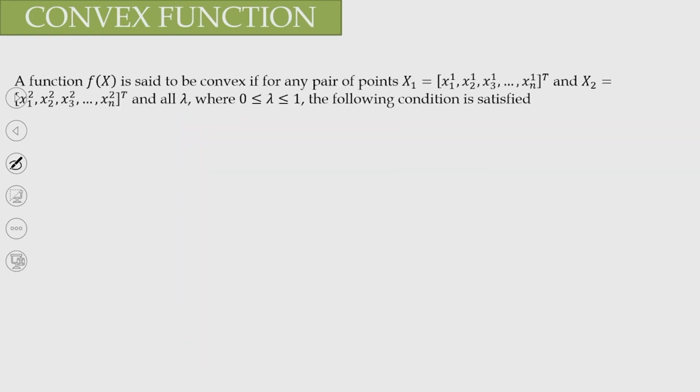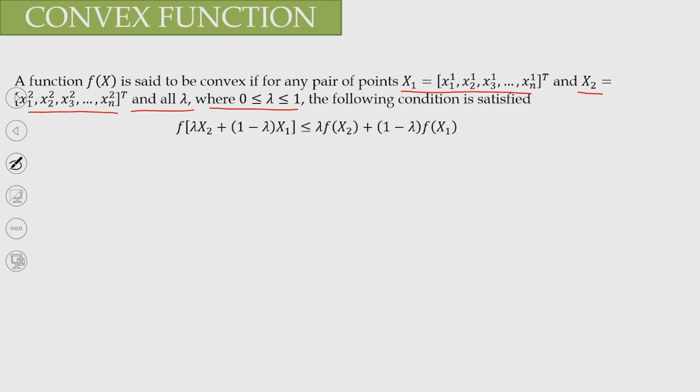Now, what is the definition of convex function? A function f(x) is said to be convex if for any pair of points, so if I take 2 points x1 and x2, and for all lambda between 0 and 1, the following condition is satisfied. If it is satisfied, then we will say that the particular function is a convex function.